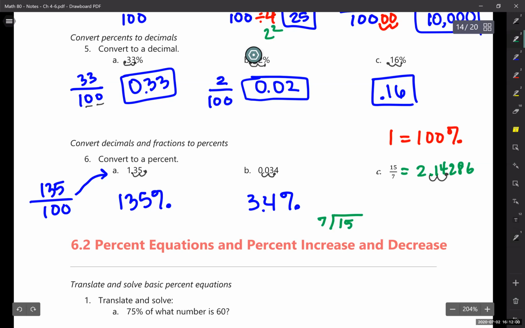So we get 214, and I said I wanted to write my answer to the tenths. So 0.2 or 0.3. We look at the 8, and the 8 is telling us to go up. So this will be 0.3.